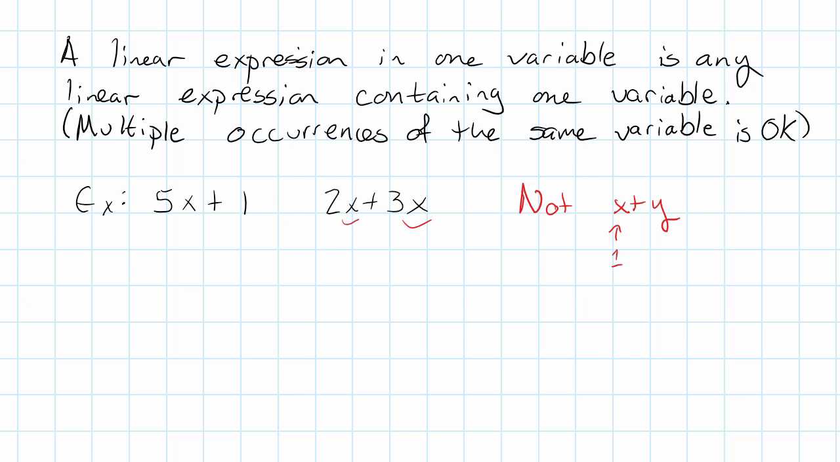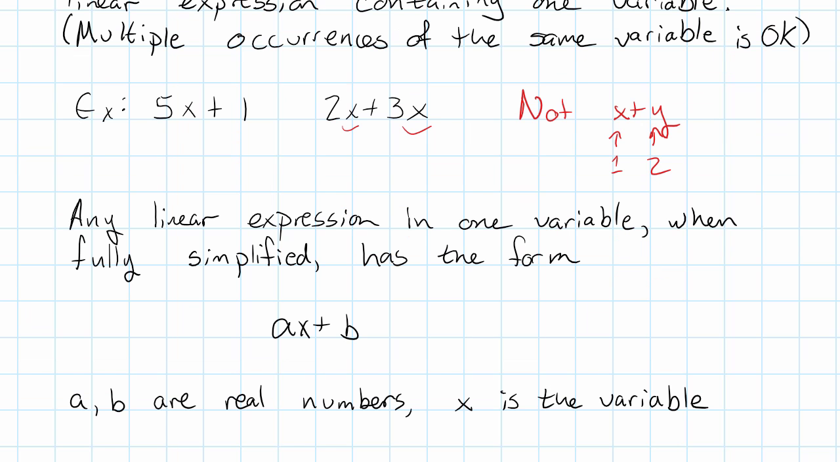but not something like x plus y. This has two different variables in it, x and y. Now there's a nice fact about linear expressions in one variable and what happens when we simplify them. Any linear expression in one variable, when fully simplified, just looks like this. It's a number times the variable plus another number, right? And I'm going to refer to that as ax plus b. But remember, a and b will be real numbers, and x can be another variable name. That's okay.